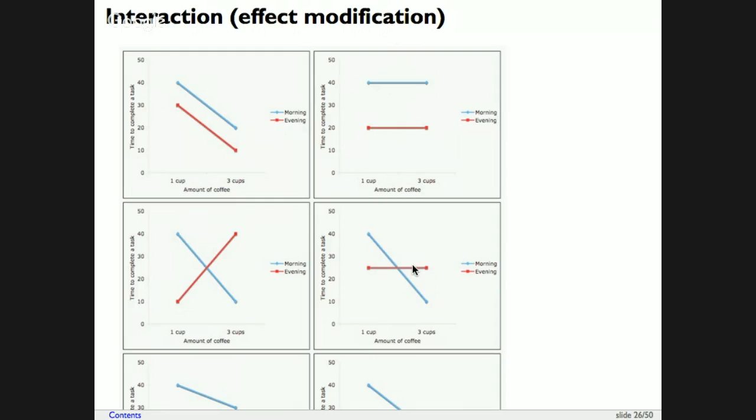And here's another modification. In both of these cases, you'll see that there is no overall effect of time of day, in that the average time to complete the task is the same whether it's morning or evening. There's also no main effect of coffee, in that the average time to complete the task is the same whether you've had 1 cup or 3 cups of coffee. So neither of the main effects here are significant, but the interaction seems to be important.